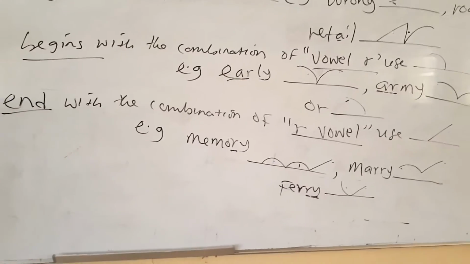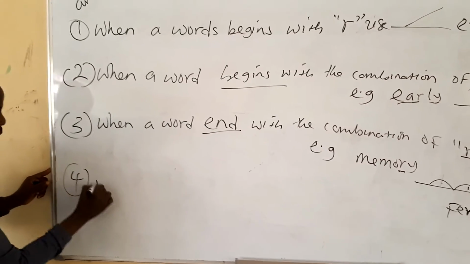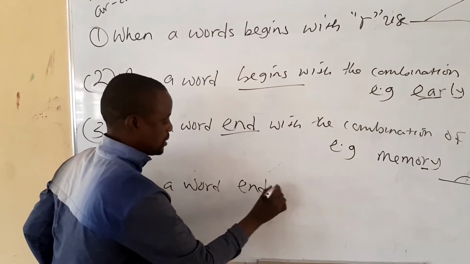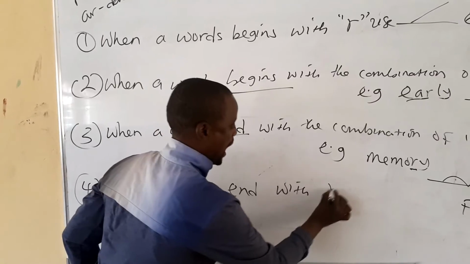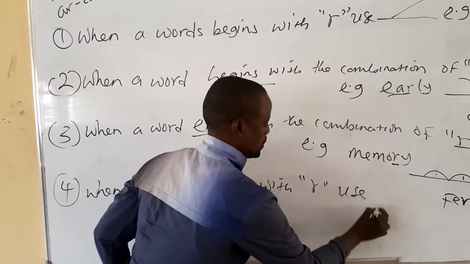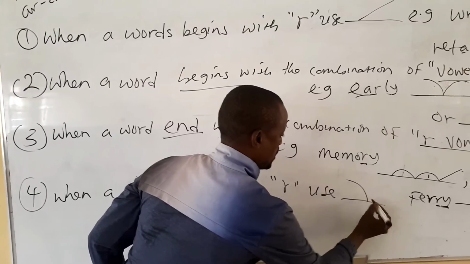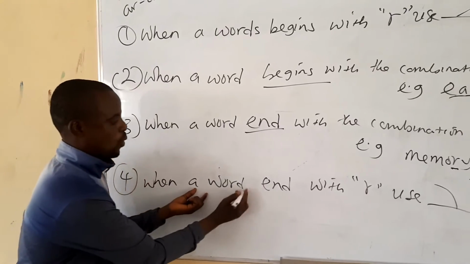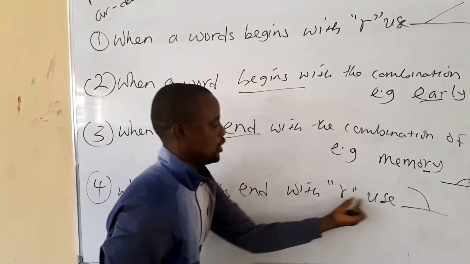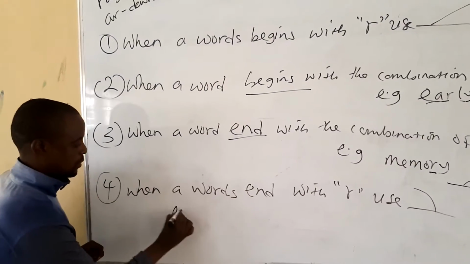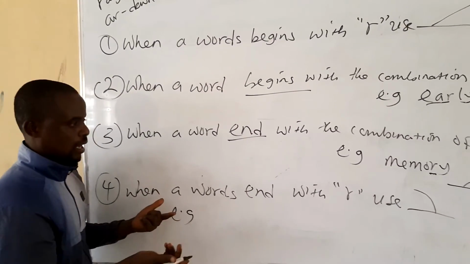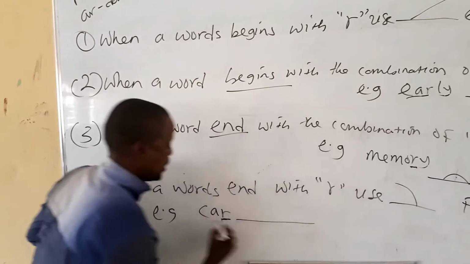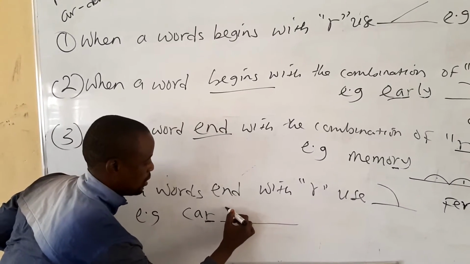Then for instance number 4 says when a word ends with R, use R down. So what are the examples? Where a word ends with R, like car. The word ends with R. Look at it here. So we use R down. So this is R down.